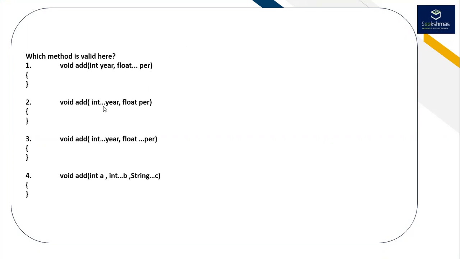Here the variable argument is present in the first position. Here also there are two variable arguments. Only one variable argument is allowed, and that too should be present in the last position, not in the first. And here it is also present in the last, but one more is there. So these three are invalid. The first one is the valid one.